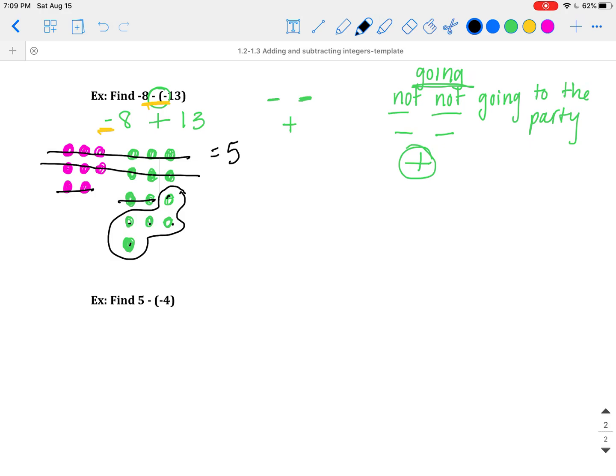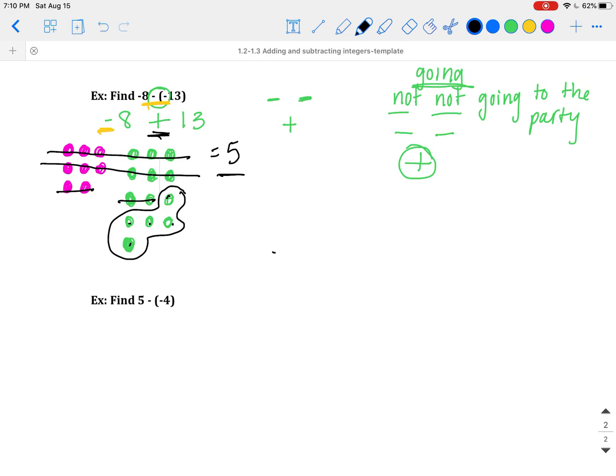I can show you that on a number line. It's going to be a long one. So I'm just going to model it real quick. So if I was at -8, I would know plus 13, so I'd have to go 13 to the right, and I would end up at +5. Just take my word for it.